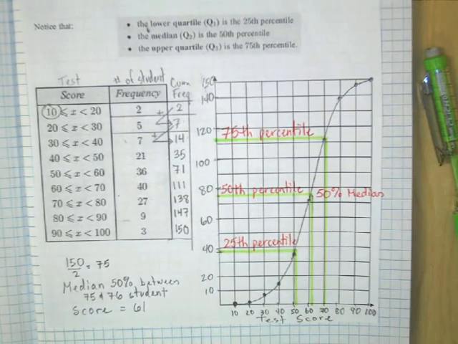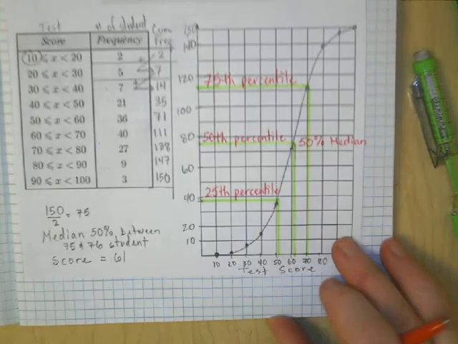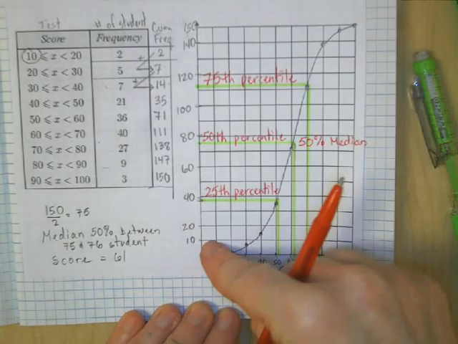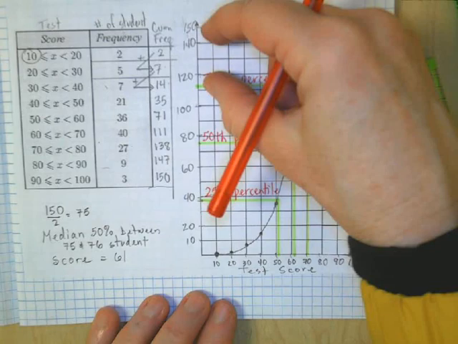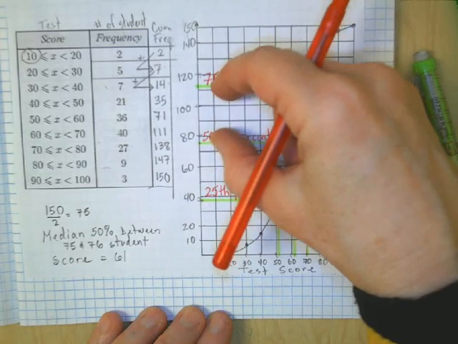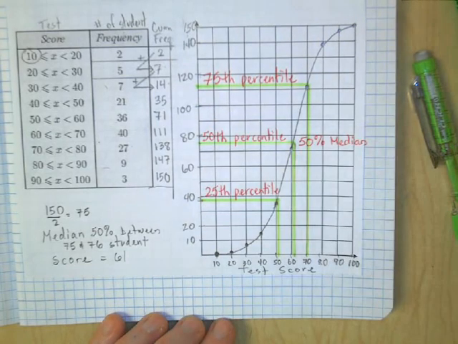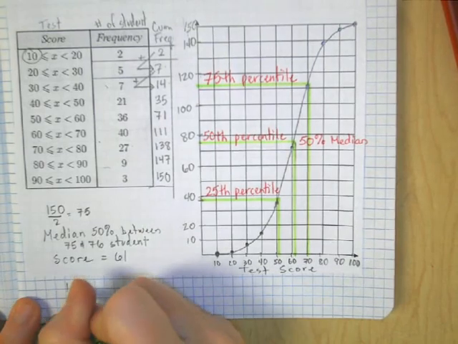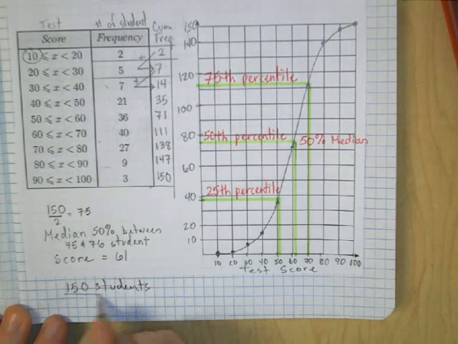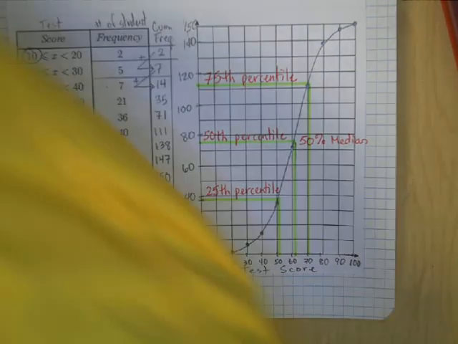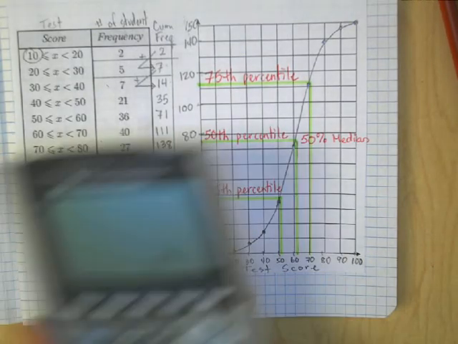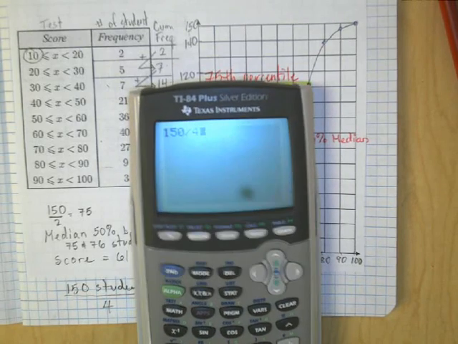Okay, so another way of getting these percentile breaks, another way to think about this, is that I've broken up the students into 4 groups. There's the top 25%, and then the upper fourth would be 25%, 25%, 25%. So what I can do is take the 150 students and divide that by 4. 150 divided by 4, I get 37.5.